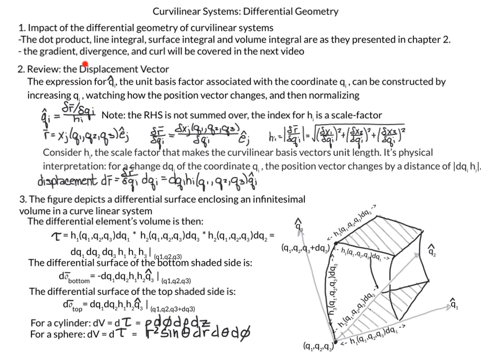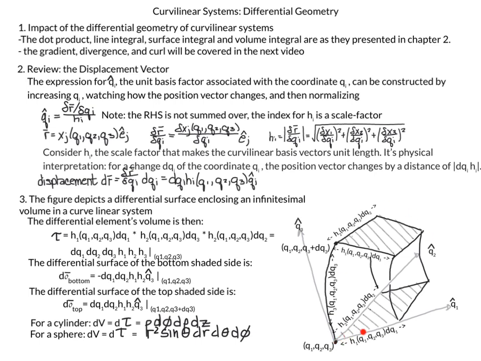We reviewed the displacement vector because it had this important impact of understanding that if we move in the direction of the ith coordinate an amount delta qi, the amount we move our point changes by delta qi times our scaling factor hi. And that is what helped us get the volume of our infinitesimally small volume when we integrate over that.